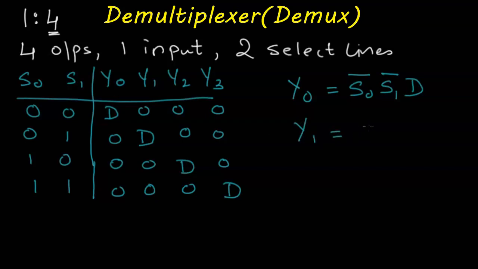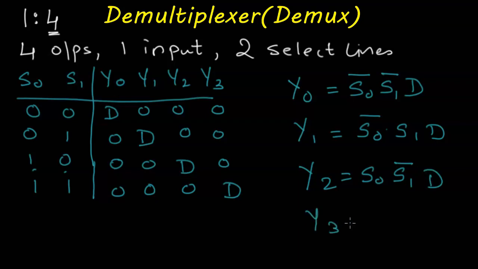Y1 is going to have S0 bar, S1 and D. Remember how this is getting formed? This is from the SOP form, sum of products. In the SOP form, any number that is 0 is represented with a bar. So it's following that pattern. Again, we have 1, 0. So 1 means S0, and S1 is going to get a bar, and D. And Y3 is again S0, S1 dot D.